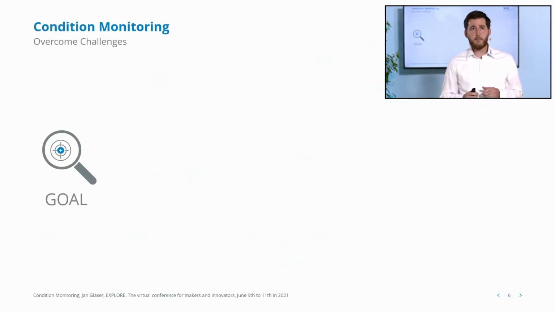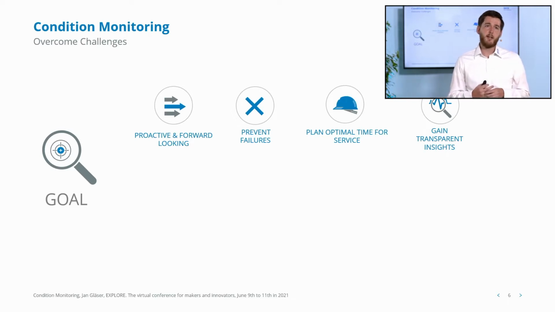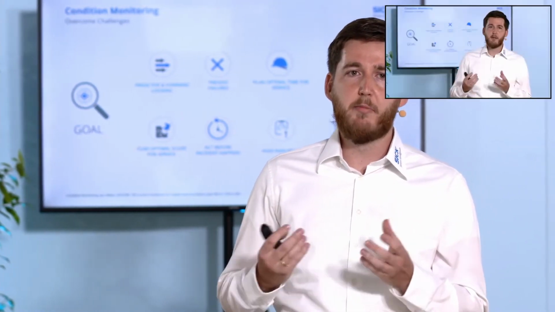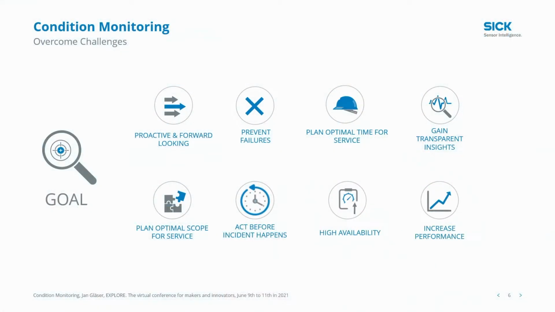So let's talk about some benefits of condition monitoring. The main benefit is that you can act need-based. You have a forward-looking view, you can prevent failures, and with that, you can also plan your optimal time, and not only the optimal time for services, you can also plan the optimal scope for the services. And with that, you can also get transparent insights. So with these insights, it's possible to act before something happens. And of course, you can increase the availability, and you can increase the performance.